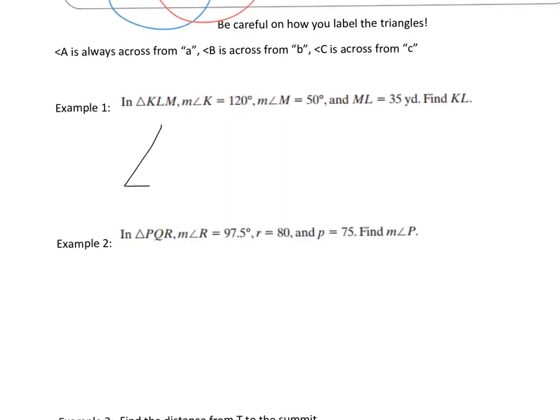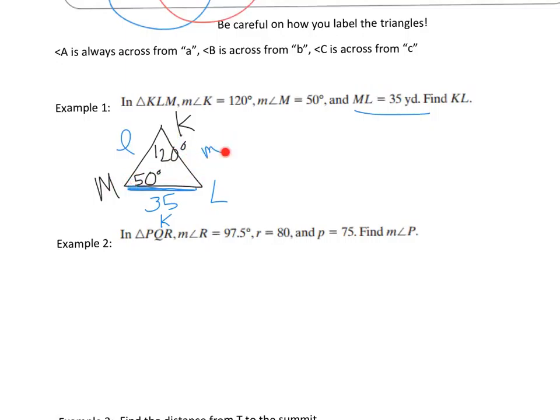So I'm going to draw a triangle KLM. K, and it's not drawn to scale, is 120 degrees. M is 50 degrees. And then the segment ML, or the distance between M and L, is 35 yards. So this 35 represents little k. This side right here would be little m. This is lowercase l. So if I'm trying to find KL, I'm trying to find the side like the M.